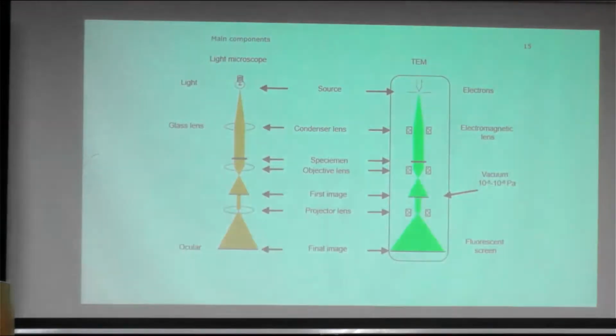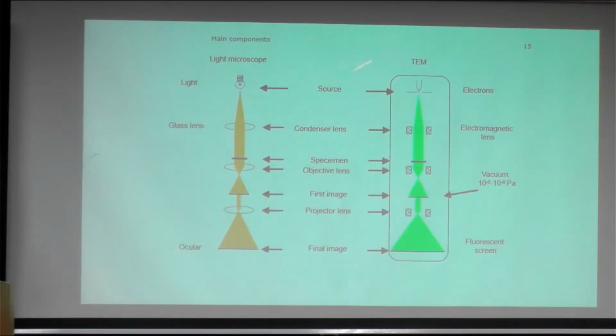So let's look and compare what we need. First I will start with the light microscope. Maybe you have used one already during your work. The light microscope needs a light source. Then it needs some lenses, glass lenses. And then it needs the ocular, so there you can observe your image.